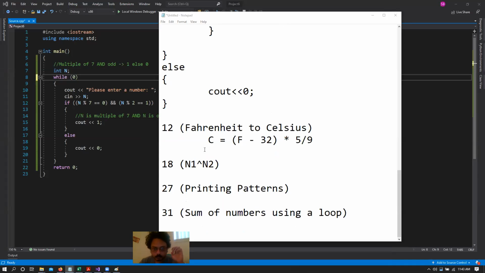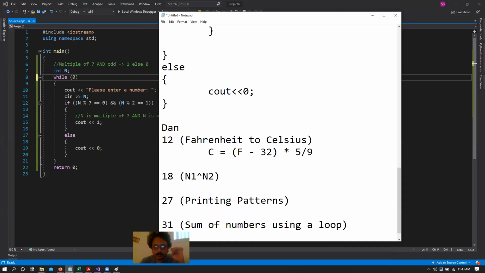The first person would be Dan, who will be solving problem number 12. You will share your screen and then show us your solution to your chosen problem. Once a student has done a particular problem, you're not allowed to work on that problem again. You need to choose something else. So Dan, would you be able to share your screen and solve problem number 12?